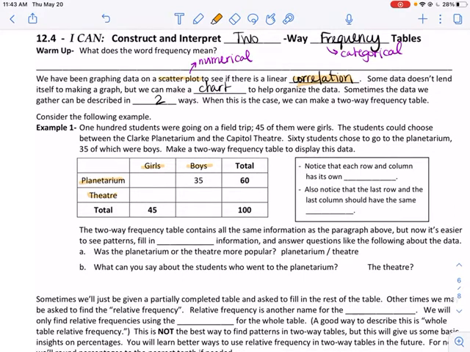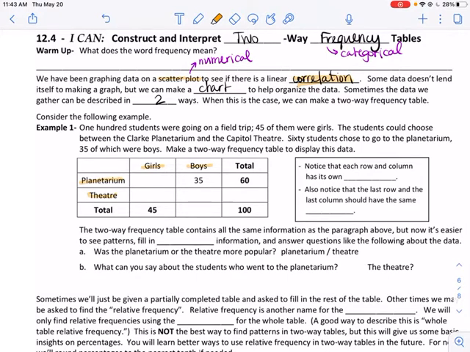100 students were going on a field trip. 45 of them were girls. The students could choose between the Clark Planetarium and the Capitol Theater. Sounds like a fun field trip. 60 students chose to go to the planetarium, 35 of which were boys. Make a two-way frequency table to display this data.